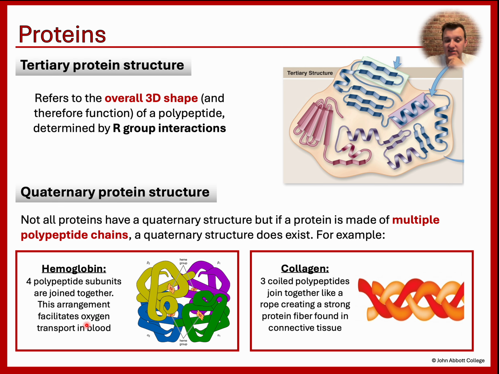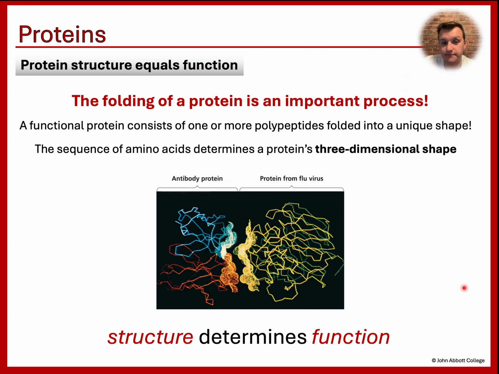And this arrangement facilitates oxygen transport in the blood, right? Because you could carry 4 oxygens at once. Collagen is made up of 3 coiled polypeptides, 1, 2, and 3, right? And they join together and form this tight rope together. They're separate chains, but they form a tight rope. And these create a strong protein fiber that's found in a lot of connective tissue, or collagen for your hair, strong hair, right? So that's the quaternary structure, which is bringing together multiple polypeptides to form a functional protein.